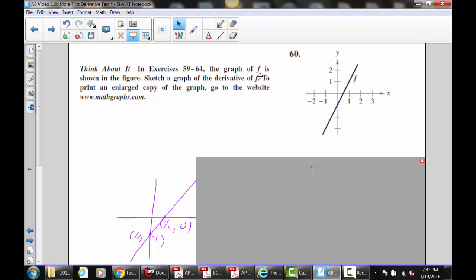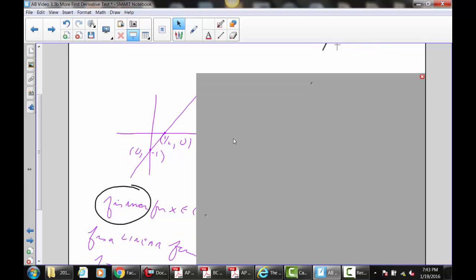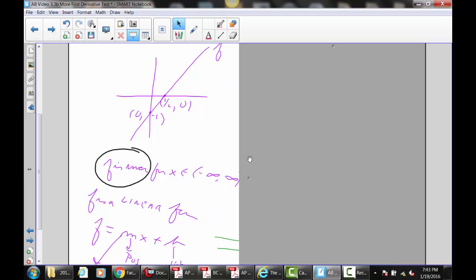It says the graph of f is shown, so they're giving you the graph of f. They're asking you to sketch, which means it's just going to be an approximate graph, the derivative of f. Okay, so here's what our f function looks like. When you look at that f function, you're going to need to figure out when f is increasing and decreasing, because that'll tell you when f prime is positive or negative. Turns out in this particular graph, f is increasing the whole time.